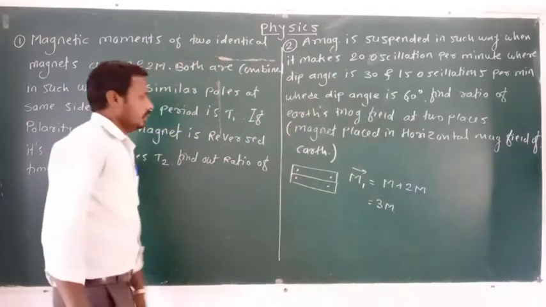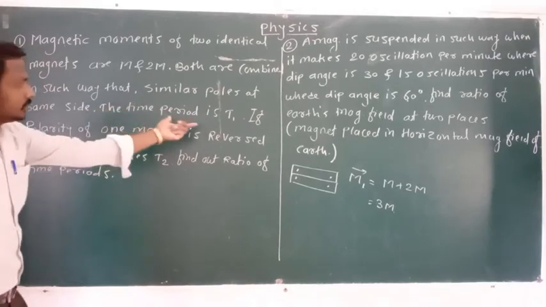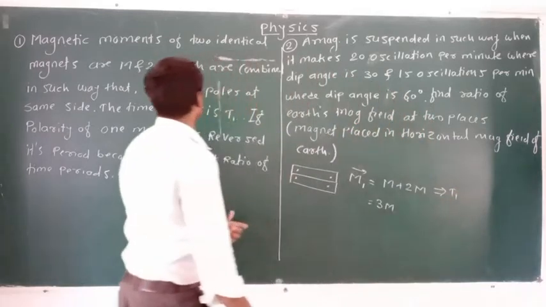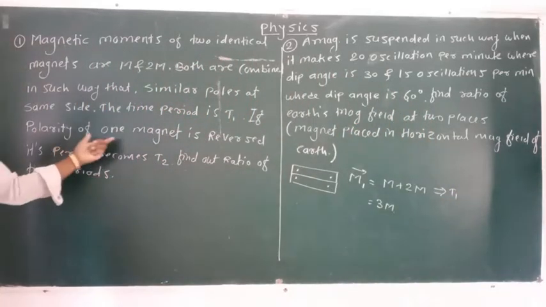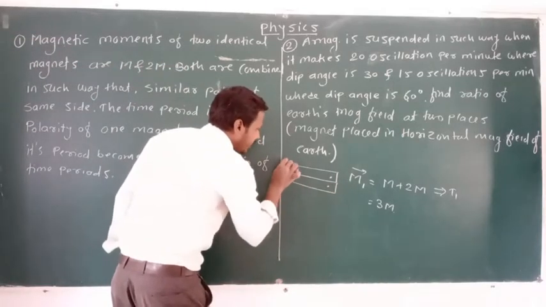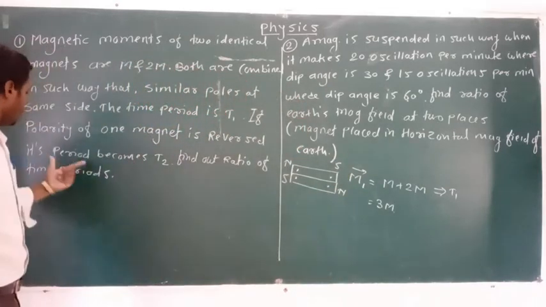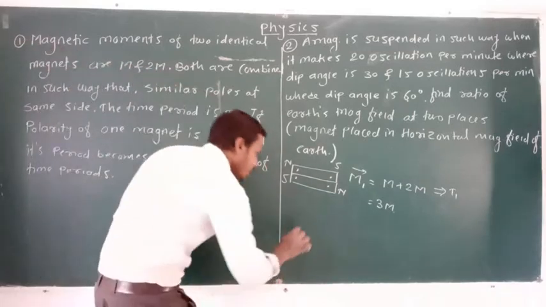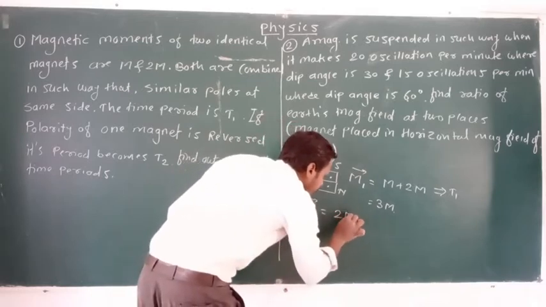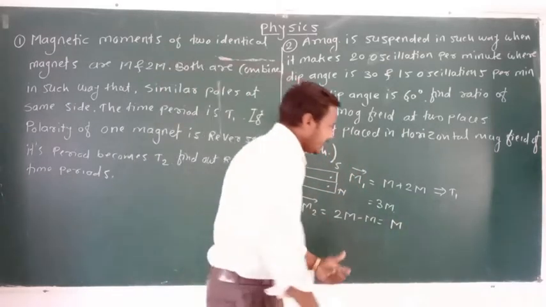Okay, this is the first arrangement, and at that time the time period is t1. Now about the second arrangement, if polarity of one magnet is reversed, that is, now in the second condition here is south pole and here is north pole, here is south pole, here is north. Then the time period becomes t2, that is m2 bar is equal to 2m minus m is equal to m.